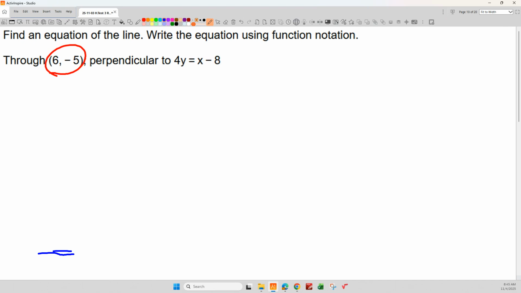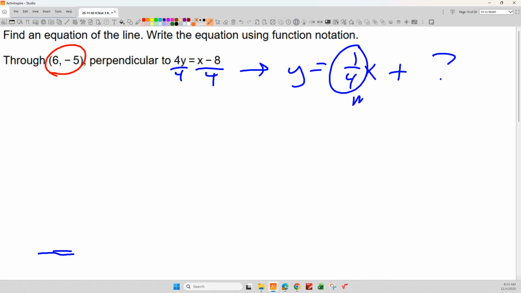Divide by 4. Yeah, I'm going to put this into slope-intercept form, right? So if we divide by 4, that's going to give us y equals what? 1/4 x plus, who cares? We don't even care about that part because what's the slope? 1/4. Okay. So that's the slope of the perpendicular line. That's our perpendicular symbol. So what's our slope going to be? There we go. So now we have a slope, we have a point.